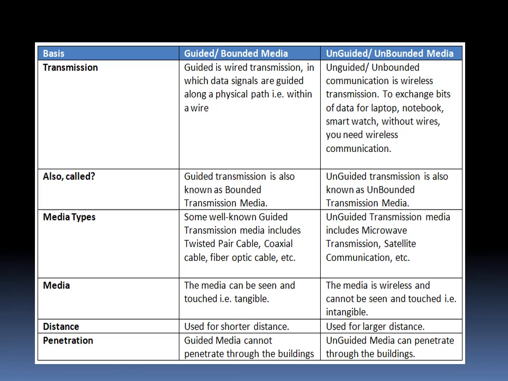Wired media is used only for shorter distances, but wireless can be used for large distances. And for penetration, guided media can't penetrate through buildings, but unguided media can penetrate through buildings.